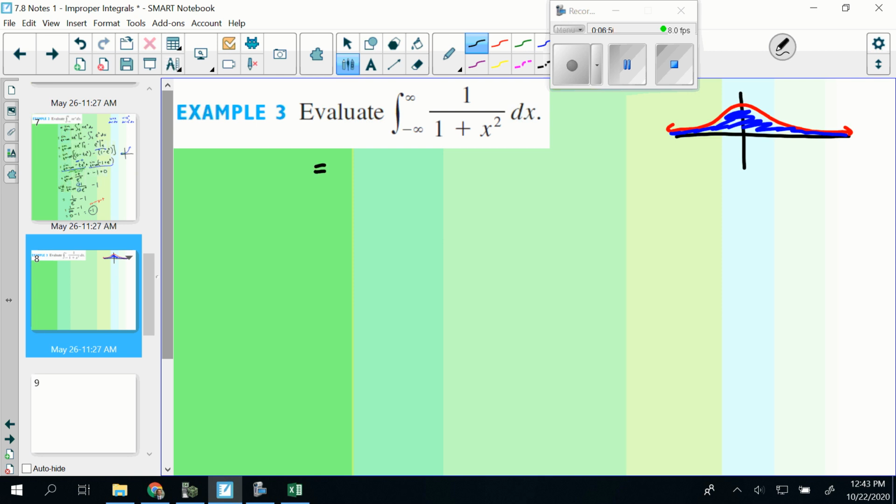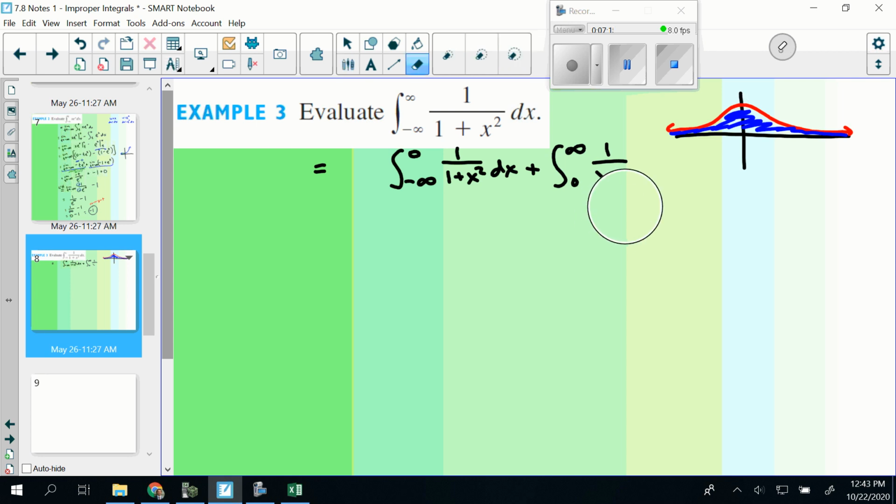So we're going to split this up into 2 integrals, one being from negative infinity to 0 of this function, and the second one then being from 0 to infinity. This should be equivalent to what we have on top. All we did was change it by chopping it in half here.